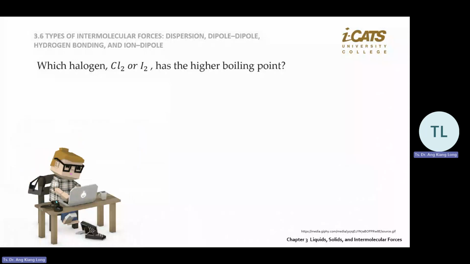Now, I give an example on the whiteboard and also on the slide: Cl2 and I2, which one has a higher boiling point and why? This question basically asks you about molar mass. You need to answer using molar mass. You need to write the statement.